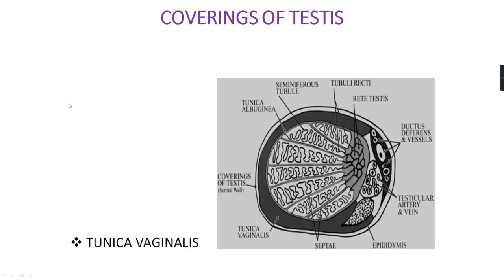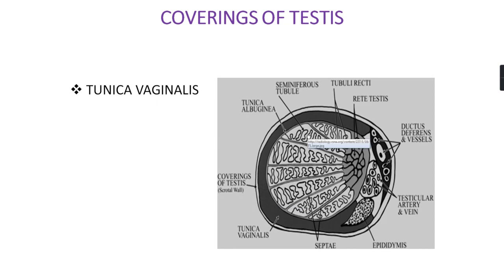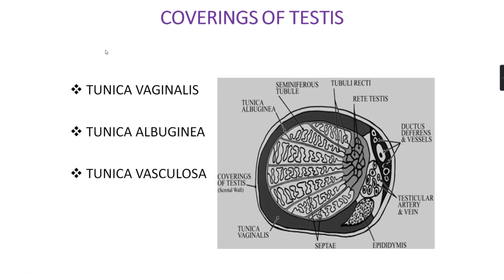Now the coverings of the testis. See, this is a cross section of the testis. The coverings from outside to inside are tunica vaginalis, tunica albuginea, and tunica vasculosa. We will see one by one.